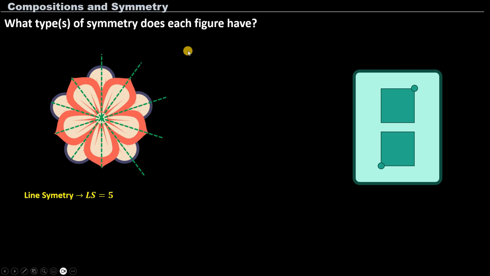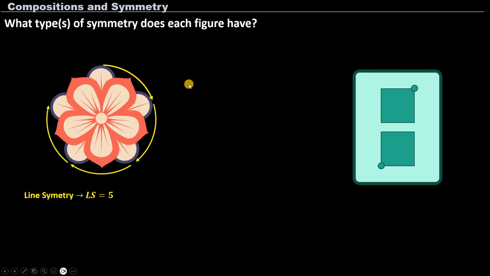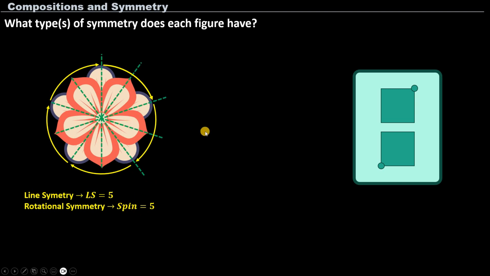So what about rotational? Well, if I look at this shape, I could rotate it from this blue part to the next blue part, and the entire flower would map up onto itself. And I can do that a total of 5 times. So the rotational symmetry here is there, and I can spin this shape 5 times and be able to come up with the same shape again. So the flower has both rotational and reflectional symmetry.